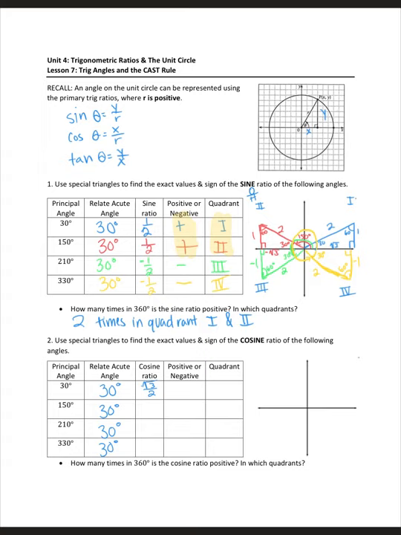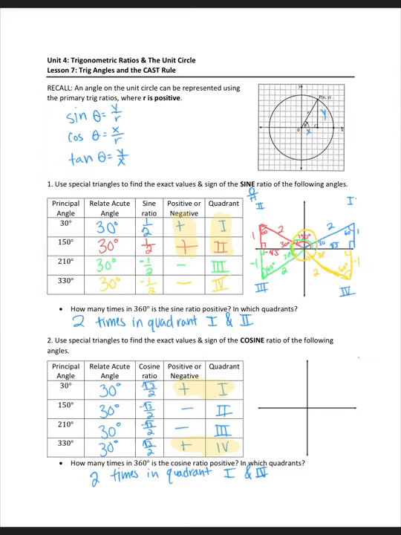Now if I follow that 150, so that's my red triangle here in quadrant 2. Oh, actually, before we do that, let's assess positive or negative. So 30 degrees, my cosine ratio is positive, and that is in quadrant 1. I'm going to pause the video. You guys go ahead and do this for the next 3 angles and fill out the table of values. And if you can, go ahead and answer that question, how many times in 360 degrees is the cosine ratio positive and in which quadrants?